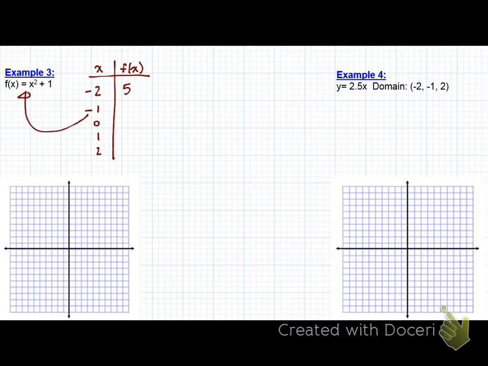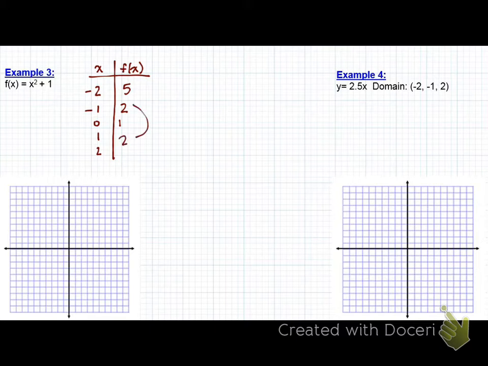You got negative 1 squared is 1. 1 plus 1 is 2. Then we got 0 squared, right? 0 squared is 0. 0 plus 1 is 1. Okay? I keep going here. 1 squared is 1. 1 plus 1 is 2.